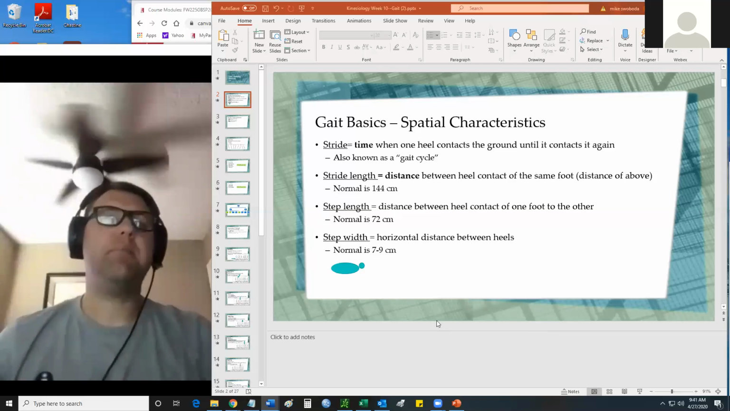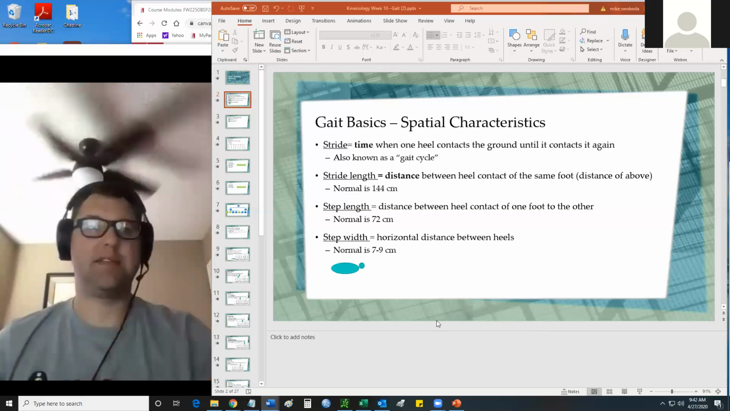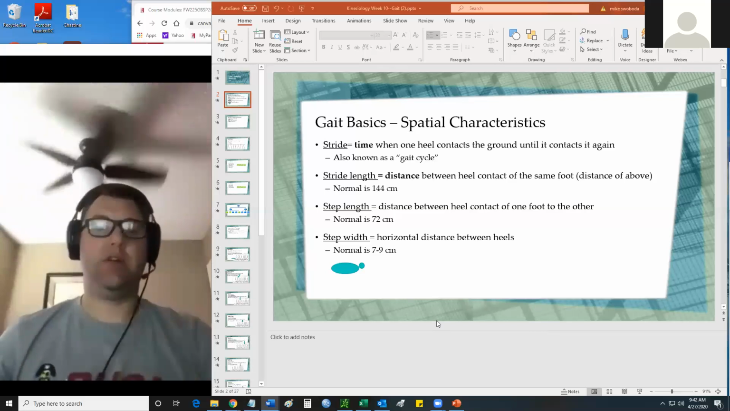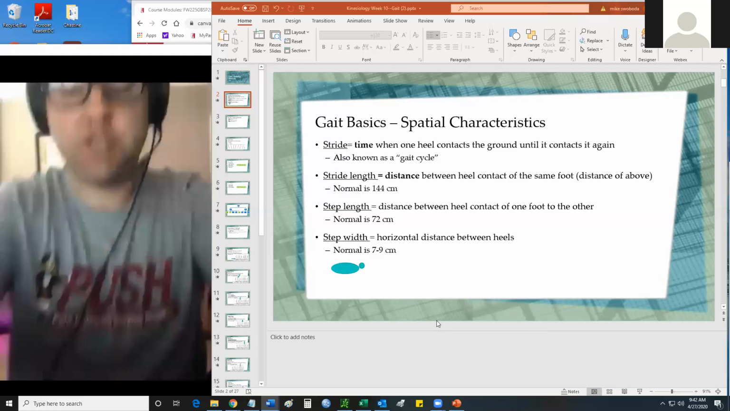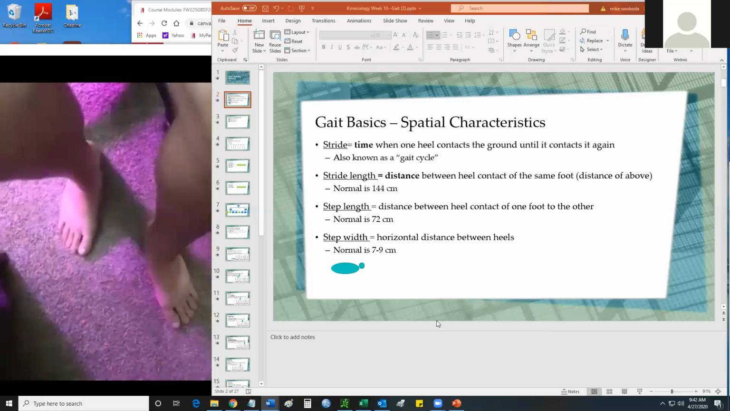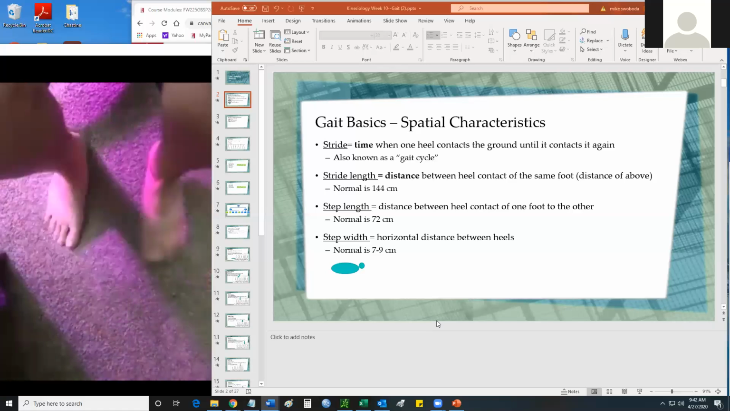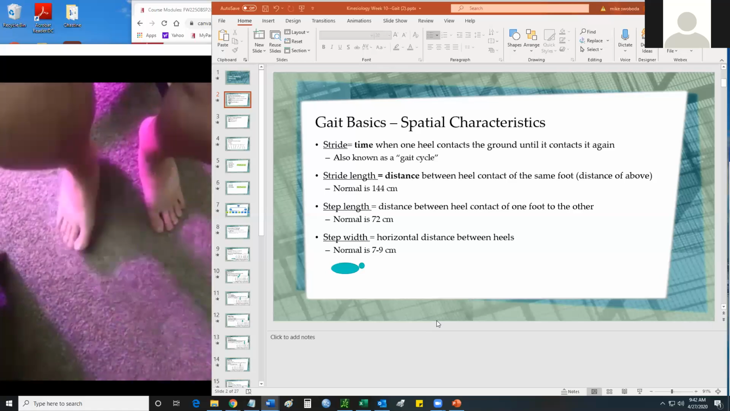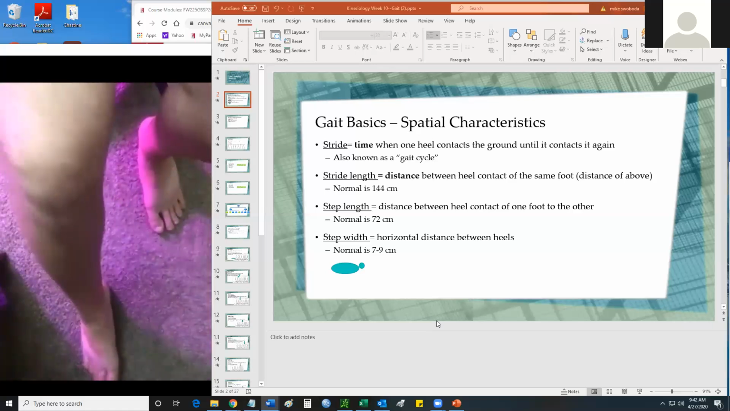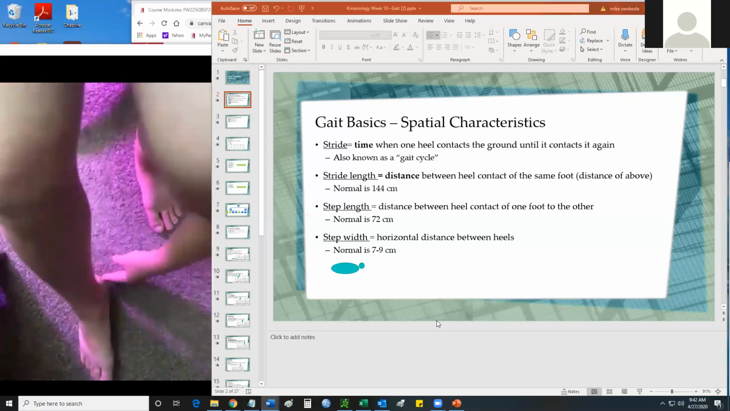The step length is the distance between one heel and the other lengthwise. So if I just took a step out with my right heel, that's where I would have one step. To give you a quick view here, this is my right foot, this is my left foot. If I take my right foot and step out, that is a step. The step length is the distance between this heel and this heel.